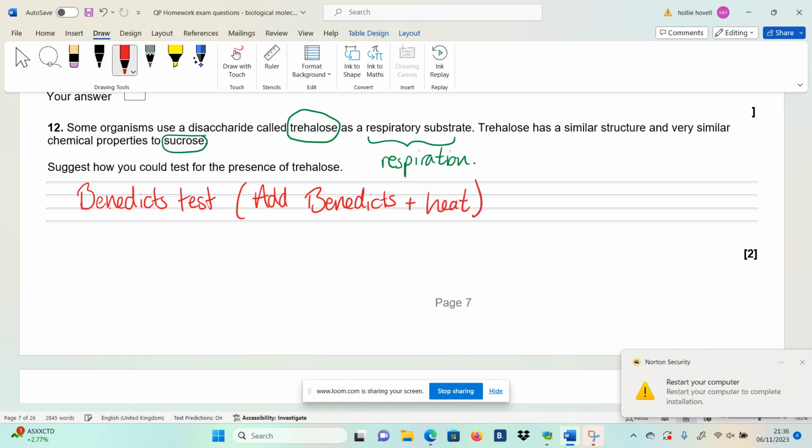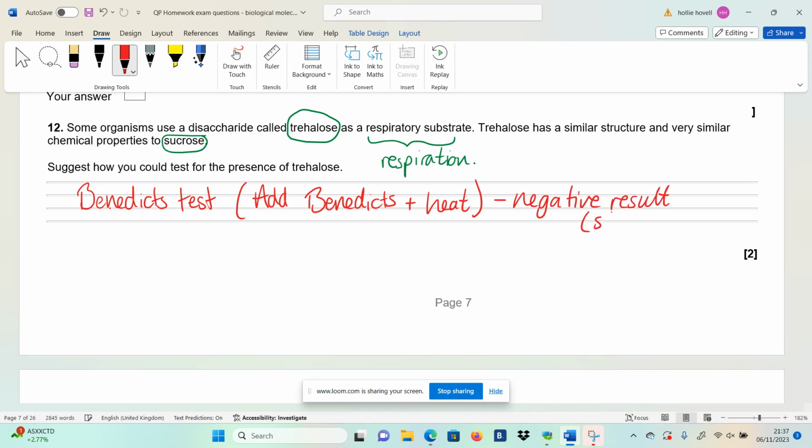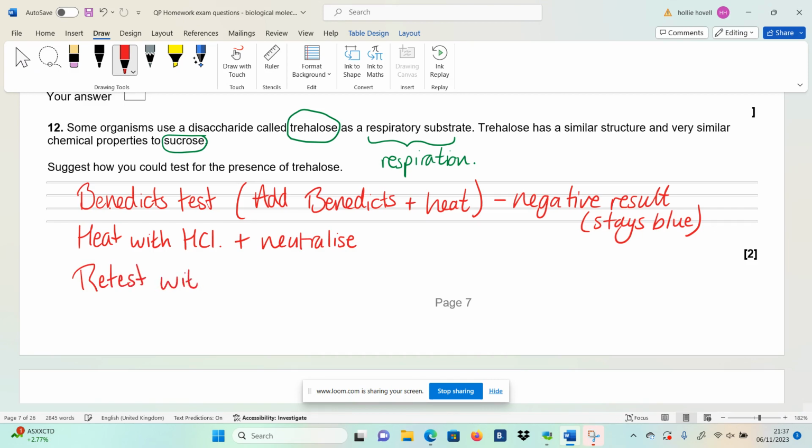And you should get a negative result, which means that it just stays blue. And then you do your second stage, so you're going on to testing for a non-reducing sugar. So then you heat it with hydrochloric acid and neutralize. Then you would retest with Benedict's.